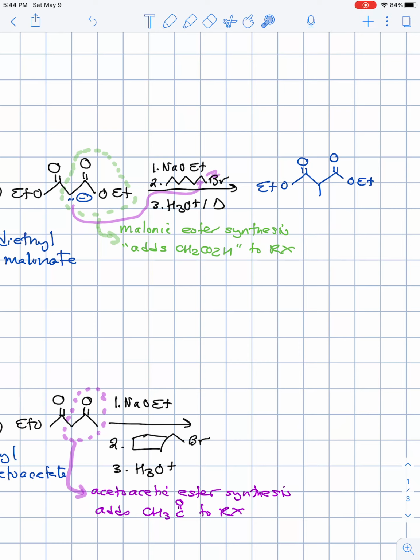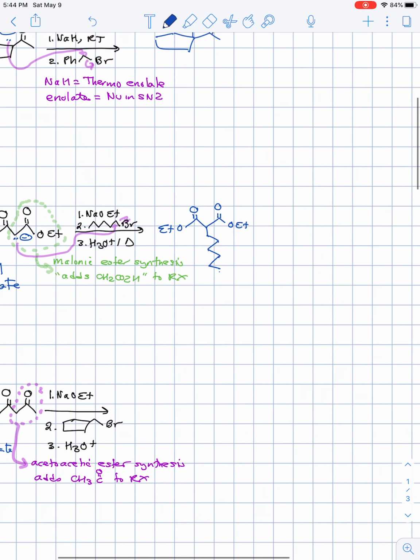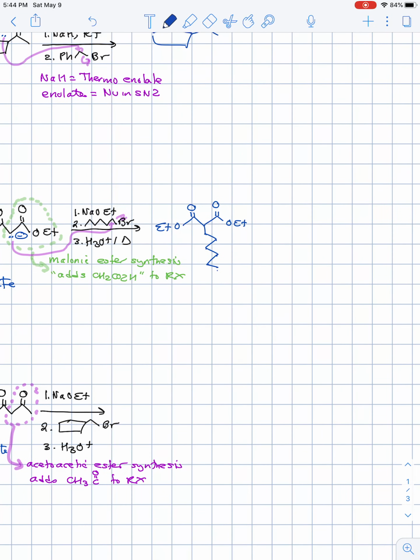And we're going to add to this 1, 2, 3, 4, 5, 6 carbons. So that gives us that compound. And then the acid and heat do a couple of things. The first thing that happens is that we hydrolyze both esters to the carboxylic acids. And again, we should have 1, 2, 3, 4, 5, 6. And so that gives us this compound.